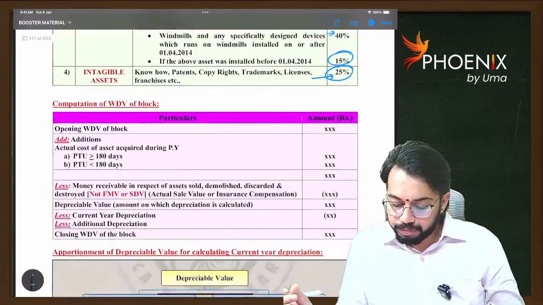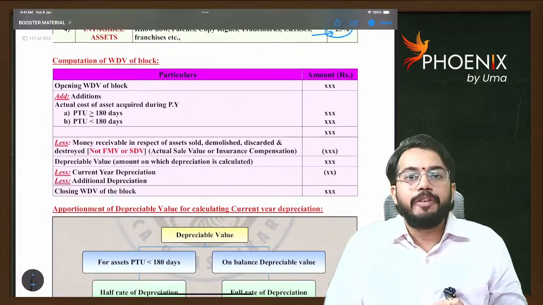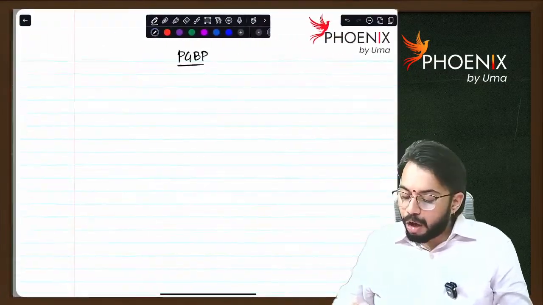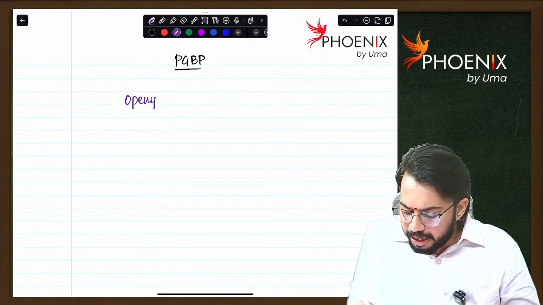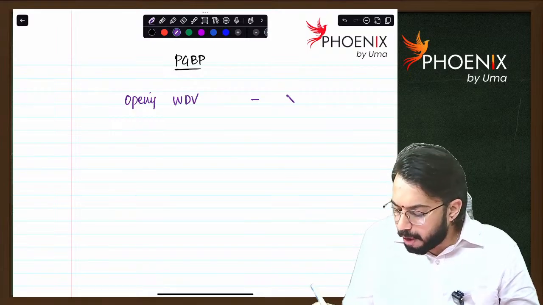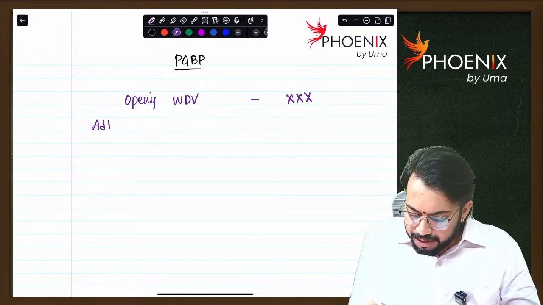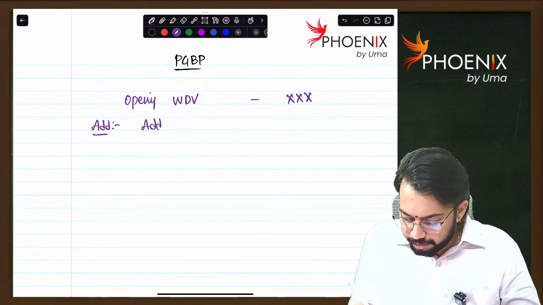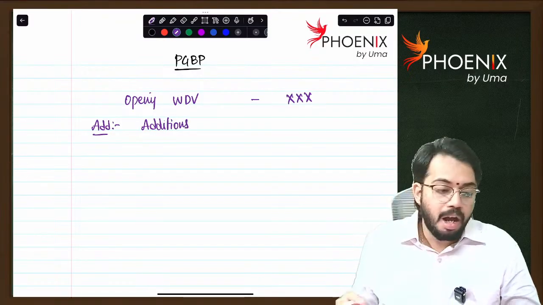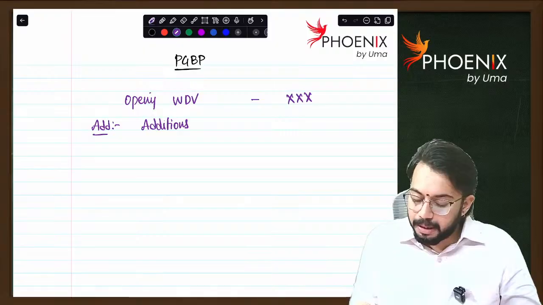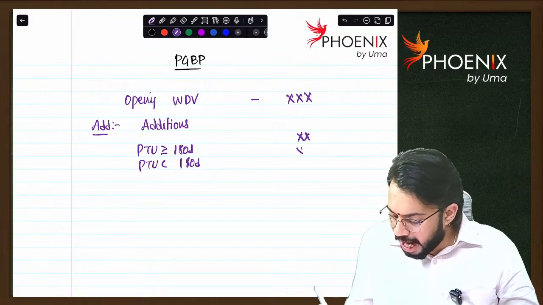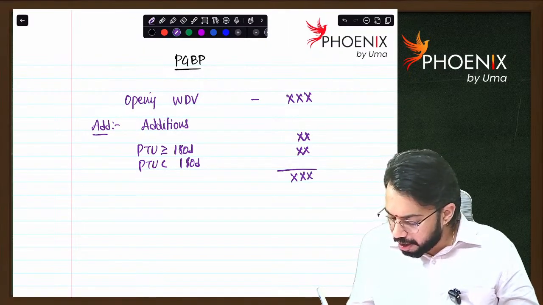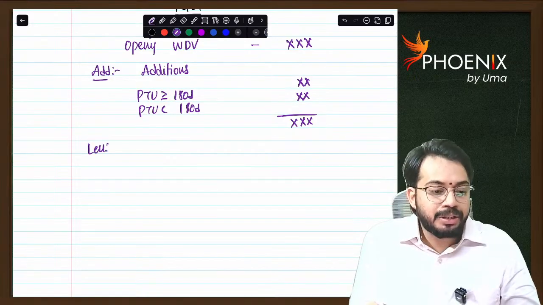Now, computation of written down value of the block. Normally, how do we calculate? We will take opening written down value. To opening written down value, we will add additions. Additions are classified into two types: put to use greater than or equal to 180 days, put to use less than 180 days. After adding additions, then we will reduce assets sold.